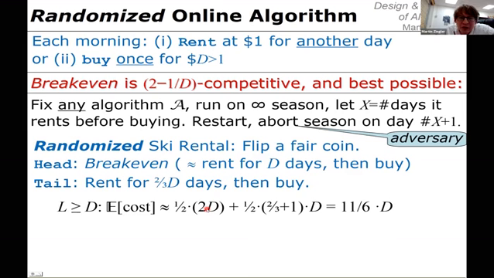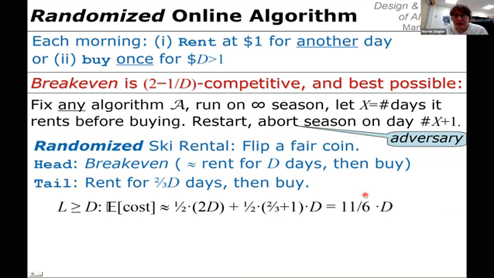Now the expected cost is the cost incurred in both cases weighted with the probability of each case. But since we consider a fair coin, these probabilities are 1/2. So, if you now do the math, the total expected cost is 11/6 times D.